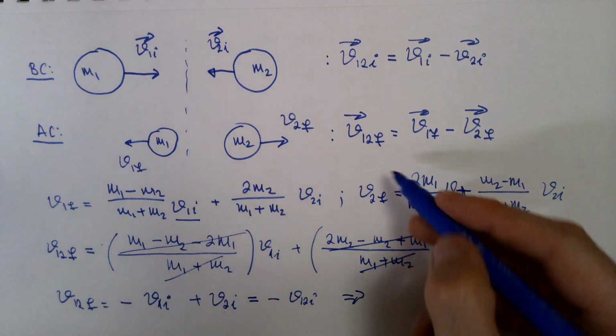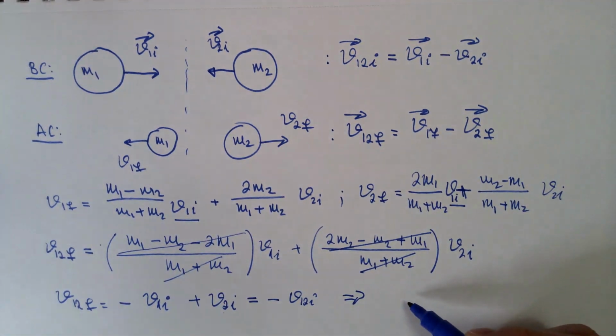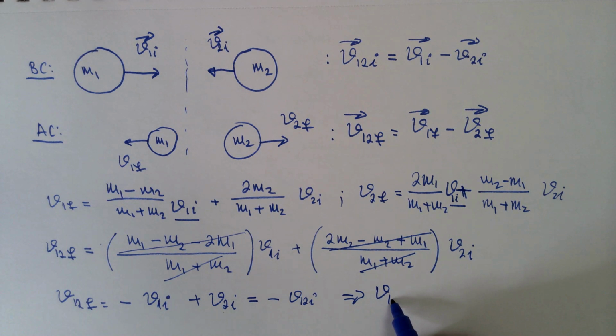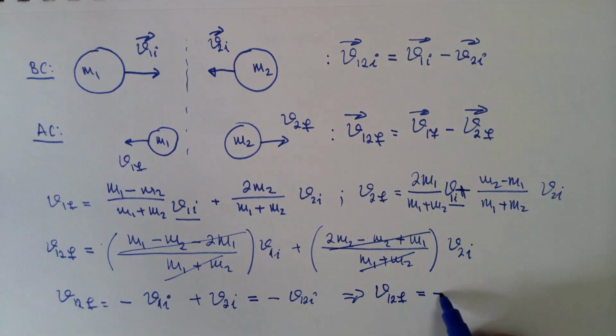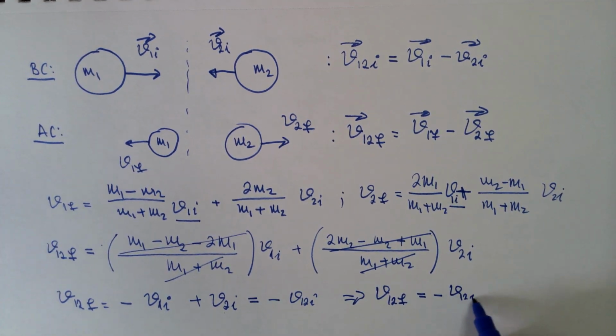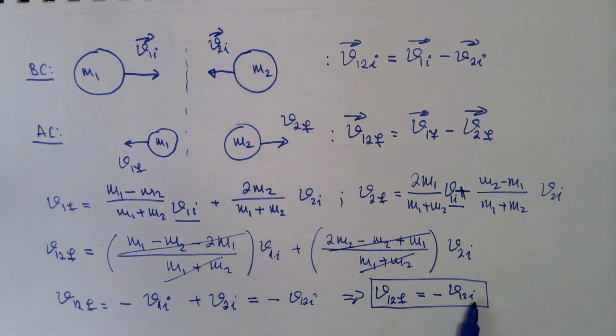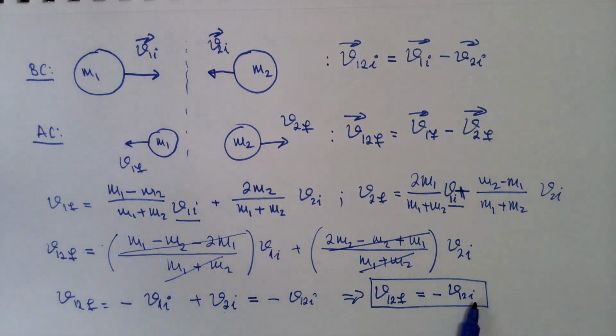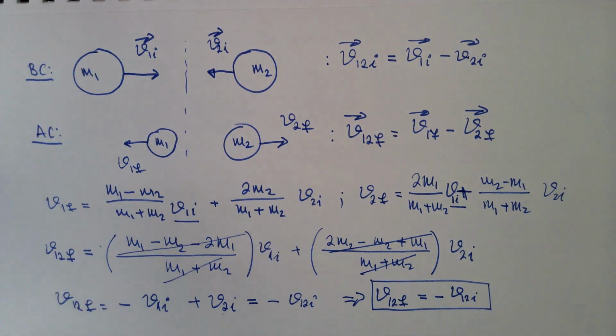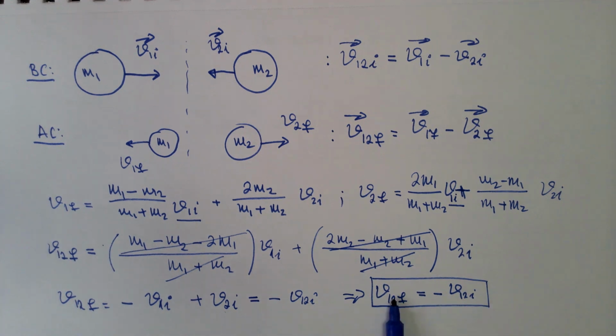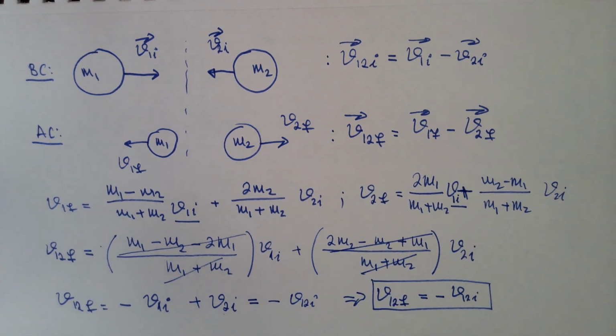So the big revelation from this derivation is that v12 final is equal to minus v12 initial. Relative velocities after the collision are the same as relative velocities before the collision, but with the sign of the direction switched. Or, if you wish, relative speeds after the collision and before the collision are the same.